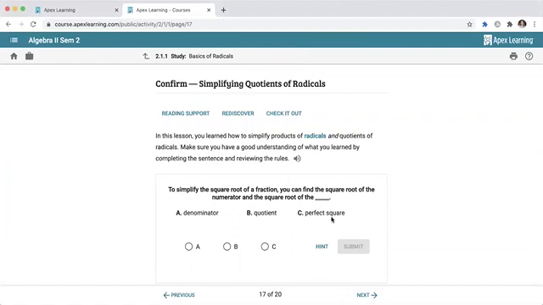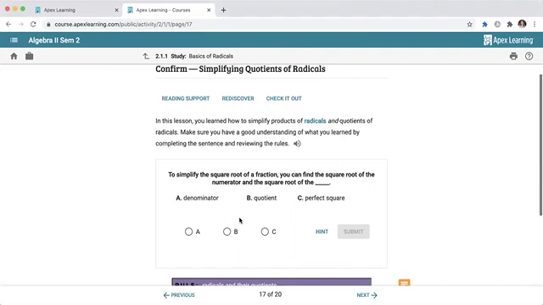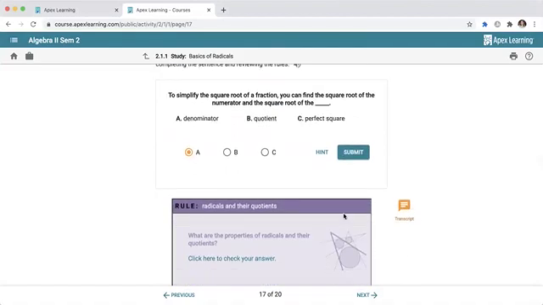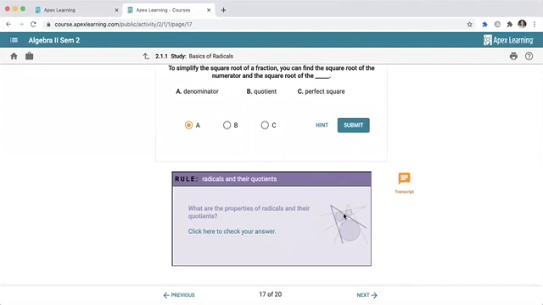So to confirm what we know, to simplify the square root of a fraction, you can find the square root of the numerator and the square root of the denominator. You can find the square root of the top and the square root of the bottom, and then you can simplify from there if either of those can be simplified.